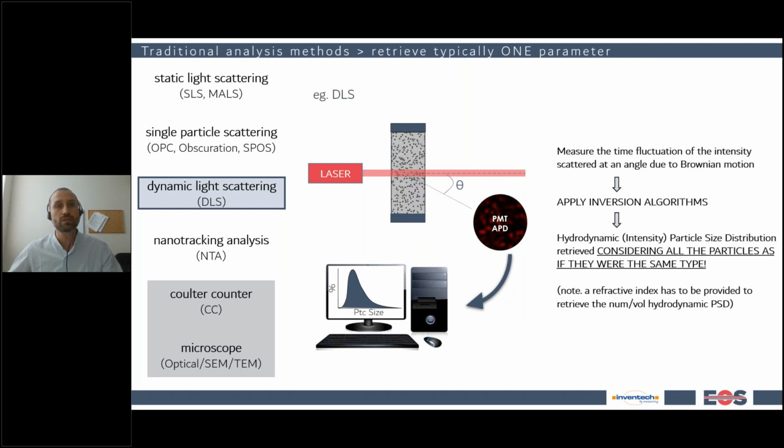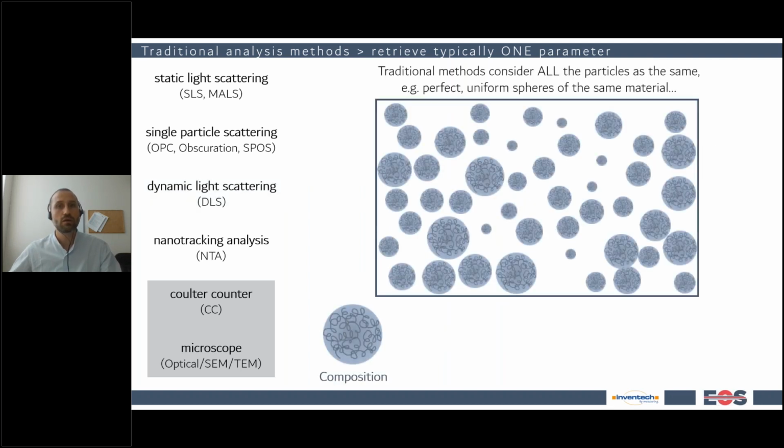You cannot interpret the particles in terms of composition, in terms of internal structure. Moreover, the typical particle size distribution is the intensity one. If you have to retrieve quantitative information about the particle size distribution, for example, the numerical concentration, you need to set a refractive index again. So you have to consider all the particles as made by the same material. So we continuously have the same limitation.